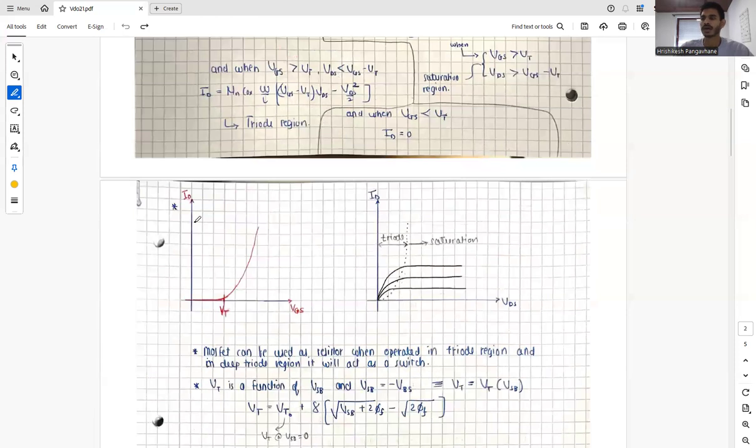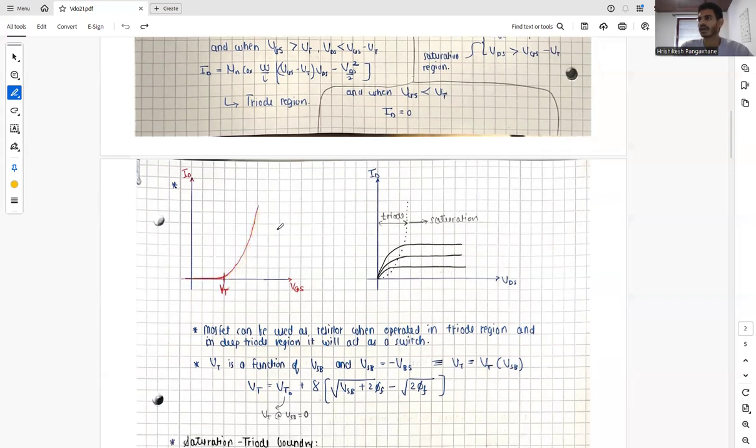If we plot the ID or drain current versus the VGS curve, initially there is an asymptotic incremental rise, and it goes rising exponentially after VT. Till VT, we say that there is almost zero current, and after VT we have an exponential growth of current. And similarly, if we plot ID versus VDS, we get different curves.